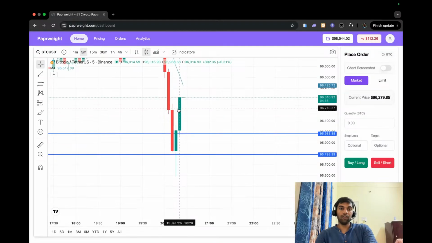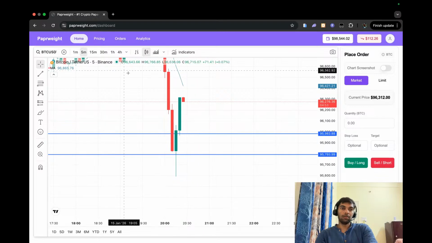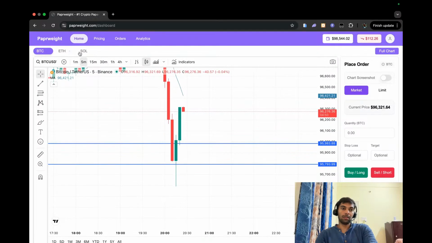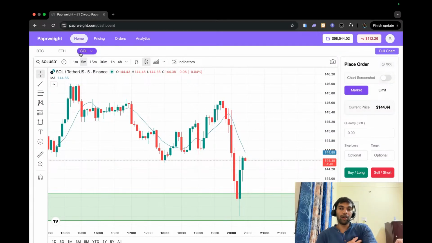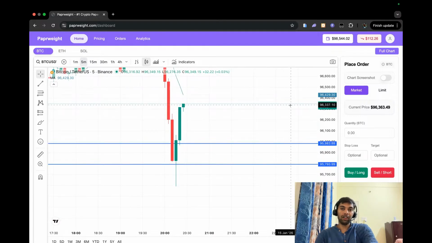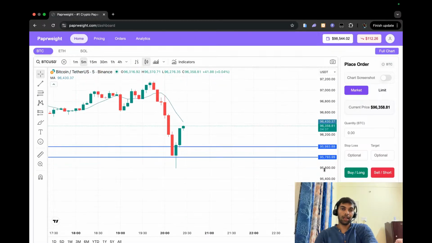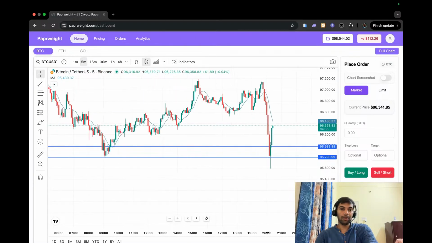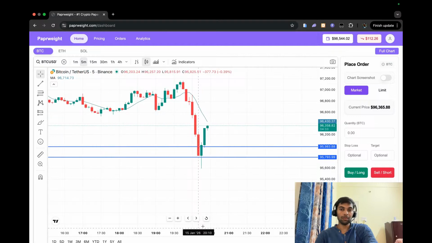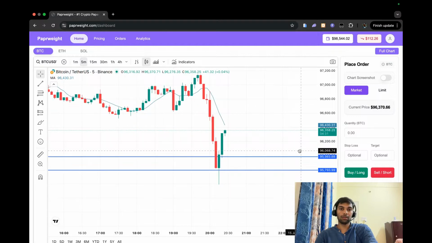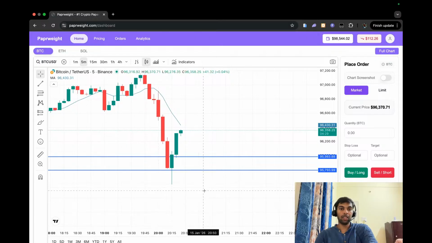Nice. See that if we didn't square off our position, then we might be facing a huge loss. So let's wait for the second entry. The market is reaching this EMA again, and the second entry might be there. Let's wait for the entry again.